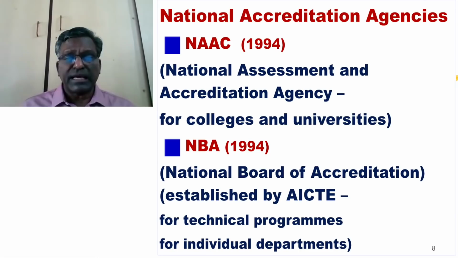Just as we have NAAC, we also have NBA, and NBA also was established in 1994, and the expansion of NBA, as you all know, is National Board of Accreditation, and this was established by AICTE, while NAAC takes care of primarily arts and science institutions. NBA takes care of technical institutions and technical programs.